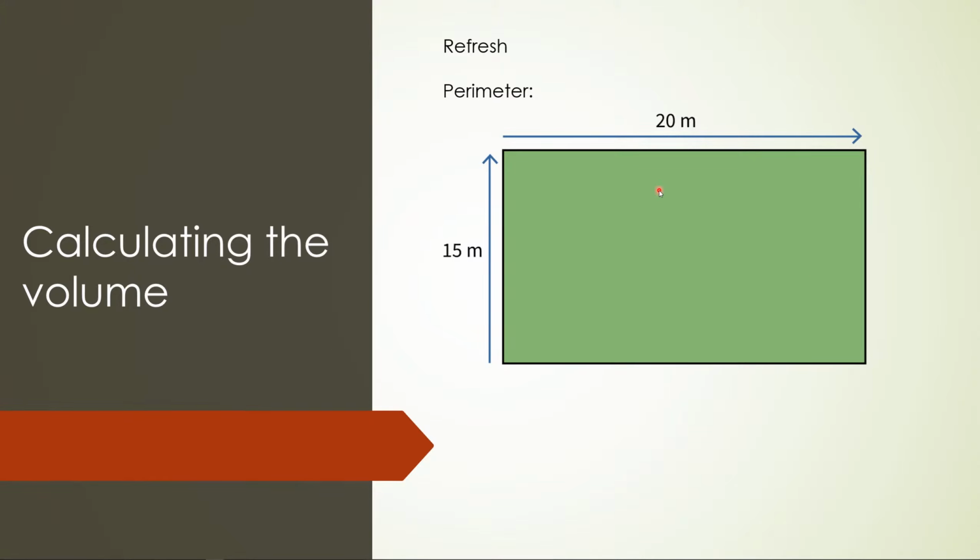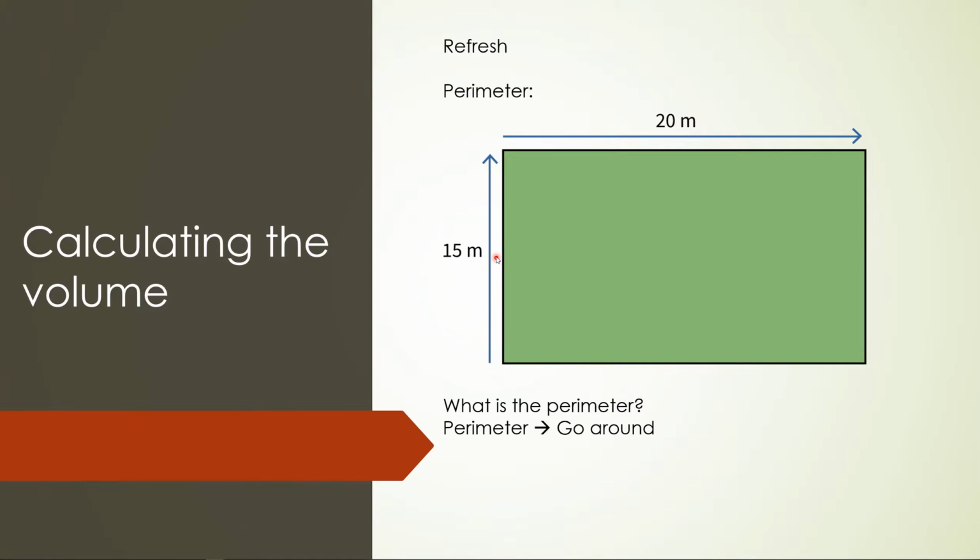We have this field with a width of 15 meters and a length of 20 meters. So if I ask you what is the perimeter of this field, what do we have to do? Well, perimeter means you go around. So if we go around here, let's imagine we are a person standing right here where my pointer is, and we just walk around the field.